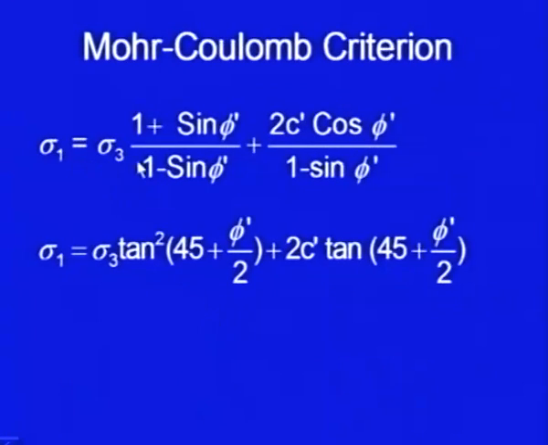Finally, you are going to get this equation: sigma 1 equals sigma 3 into (1 plus sin phi) upon (1 minus sin phi) plus 2c cos phi upon (1 minus sin phi), or you can write it in this form: sigma 1 equals sigma 3 tan square (45 plus phi by 2) plus 2c tan (45 plus phi by 2). So, the same equation which we plotted in terms of shear strength, tau equal to c plus sigma tan phi, you can also represent in terms of major and minor principal stresses.